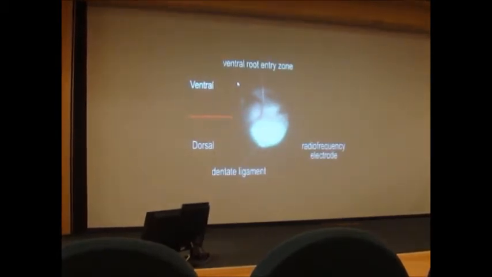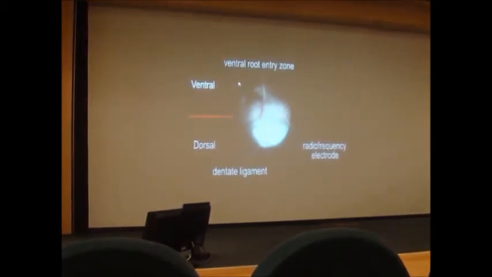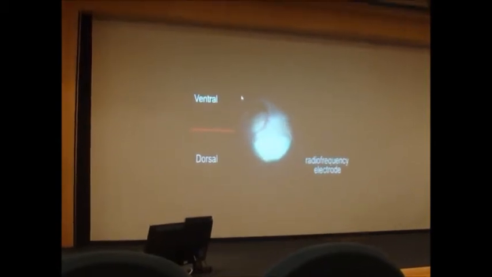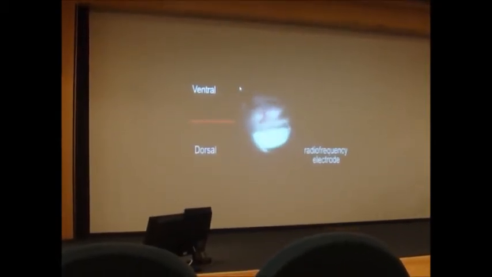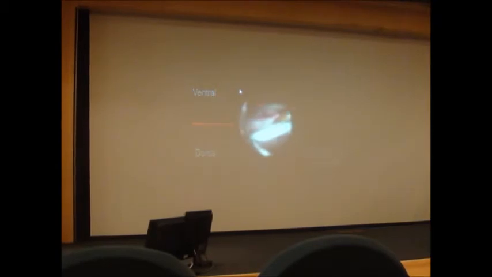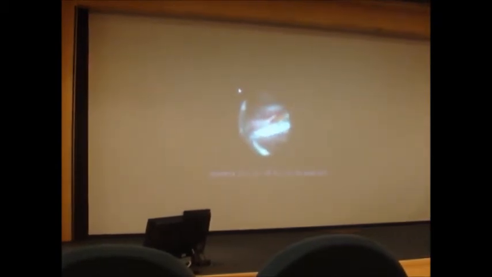So here is ventral, here is dorsal. This is a left approach, and here we have the dentate ligament and the ventral root. The intermediate point between these two will be our target.